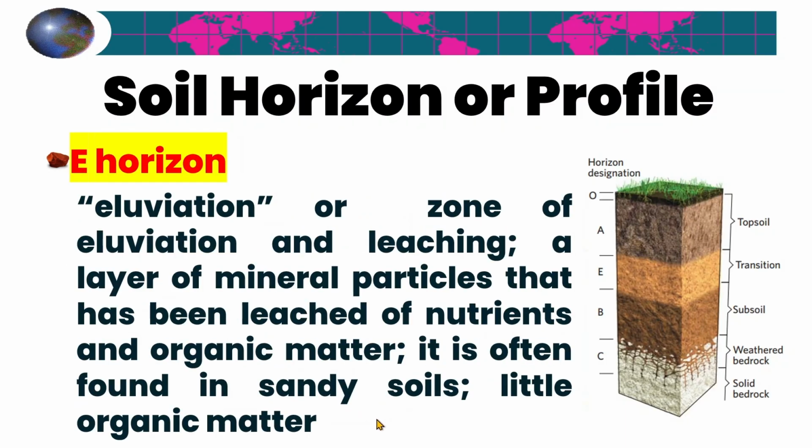Next is the E horizon. It is also known as the zone of eluviation. E stands for eluviation and leaching. This layer contains mineral particles that have lost much of their nutrients and organic matter as water carries them downwards. It's usually light in color, and it's often found in sandy soils with very little organic matter.